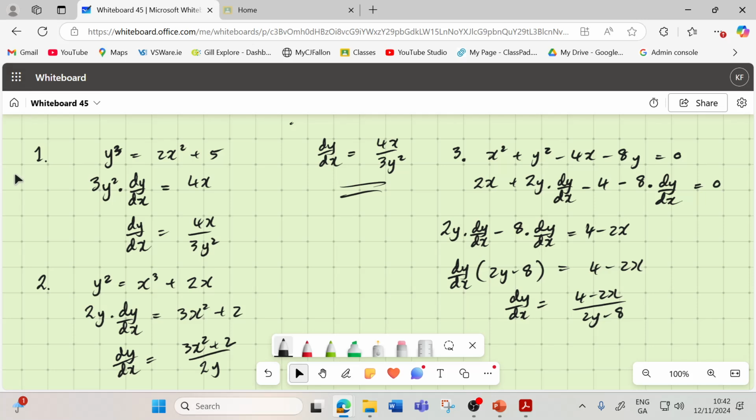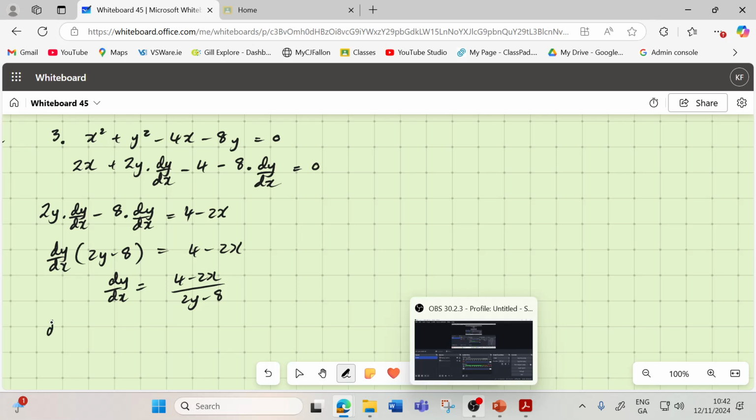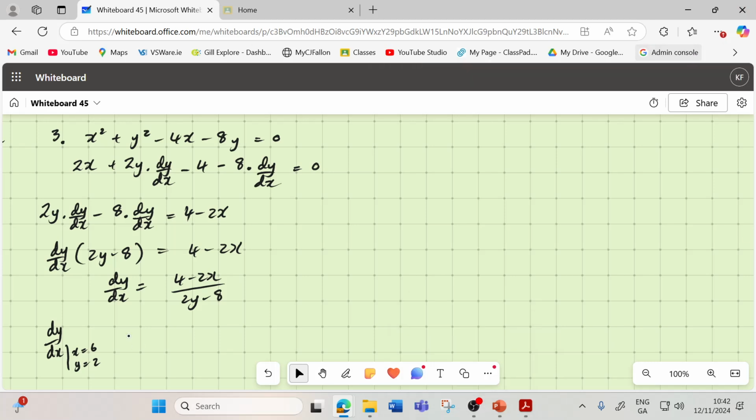And then part b: find the slope of the tangent to the circle at the point 6,2. Now, substitute 6 and 2. So substitute into dy dx, x equals 6 and y equals 2. So the slope equals 6 minus 2 times 6 over 2 times 2 minus 4. And then the numerator is 6 minus 12, which is minus 6, and the denominator is 4 minus 4, which is 0. So the final answer is undefined at the point 6,2.